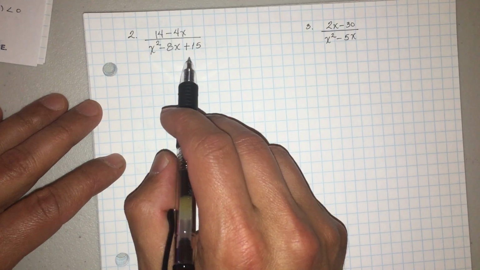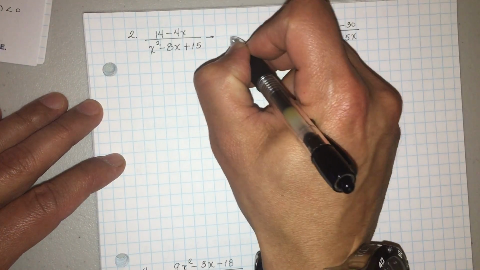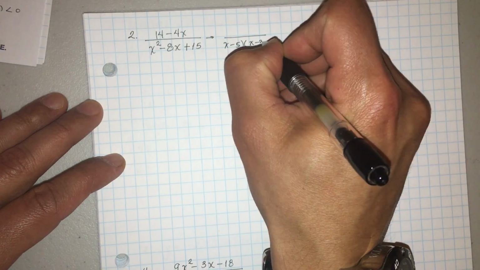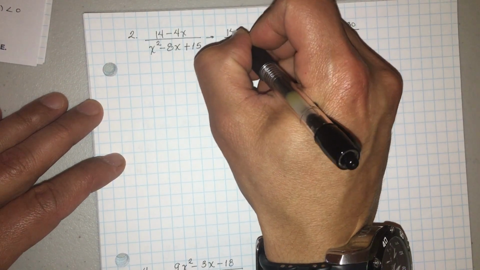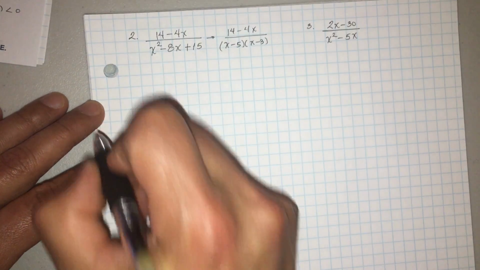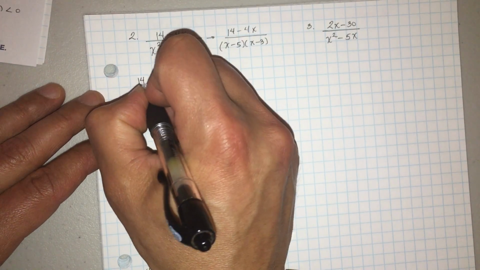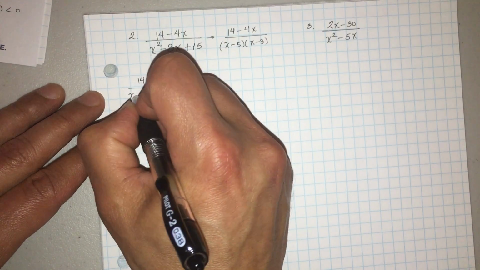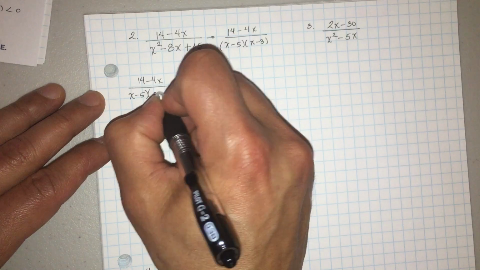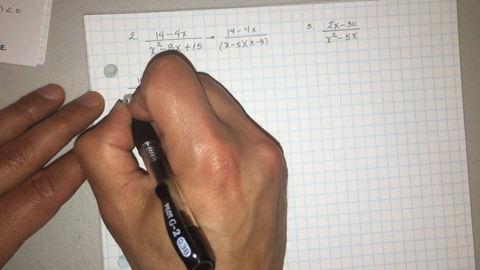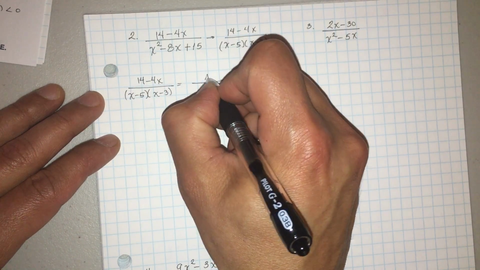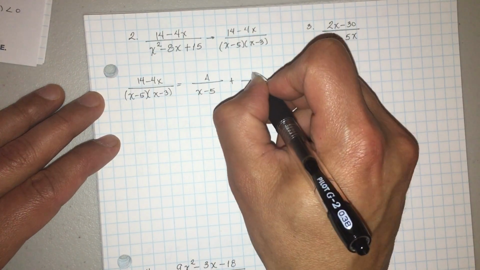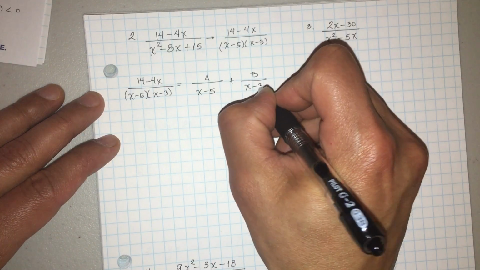If we want to factor this, what does it factor into? It's going to be x minus 5 and x minus 3. On the top is 14 minus 4x. So let's go over on this side, 14 minus 4x. We want to put it over here on the bottom, break it apart. We're going to have two factors. The first one, a, is going to be x minus 5. And then we're going to have b and then x minus 3.